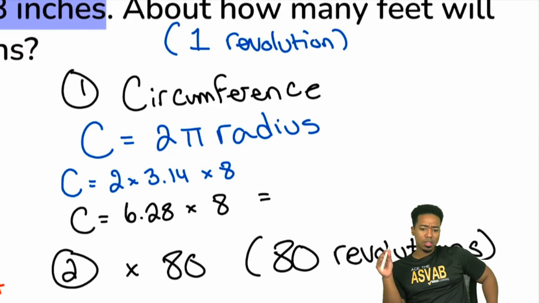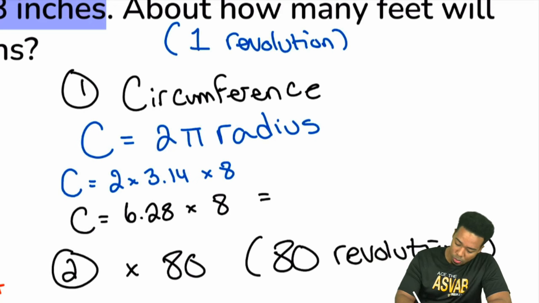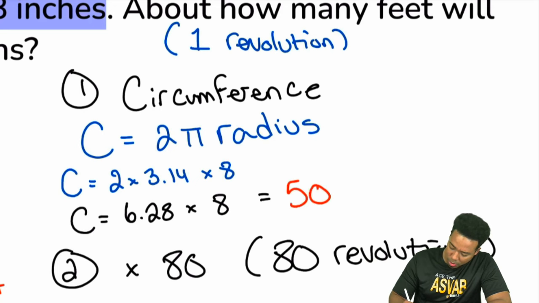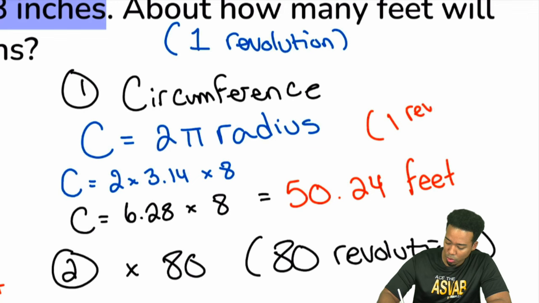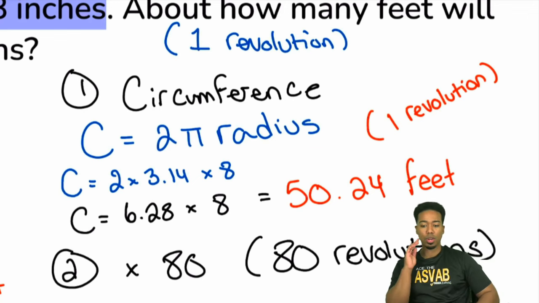Let me do some mental math. 6 times 8, that'll be 48, plus 1.6, so 49.6. 50.24. 50.24 is what that'll be. Someone check my work with a calculator. We have 50.24 feet, and that is, again, one revolution. That is one revolution right there.